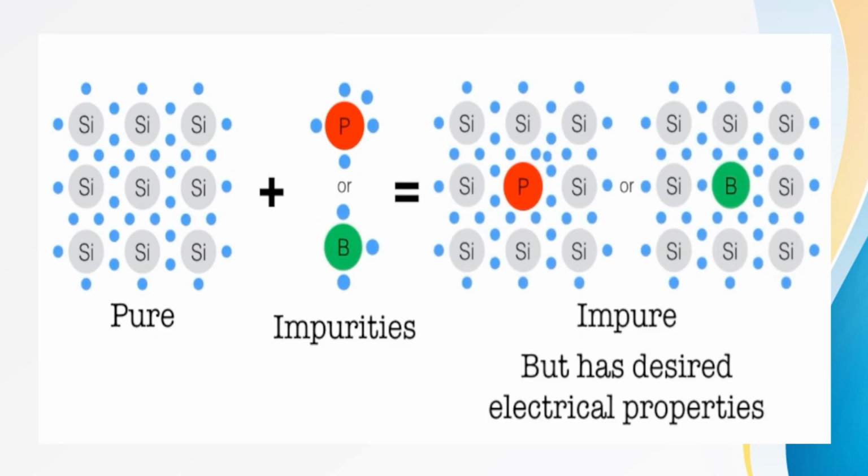In this diagram, we observe that when a pure semiconductor like silicon is taken and impurities are added, a pentavalent impurity results in a large number of electrons. When a trivalent impurity is added, it results in a large number of vacant spaces, which are known as holes.